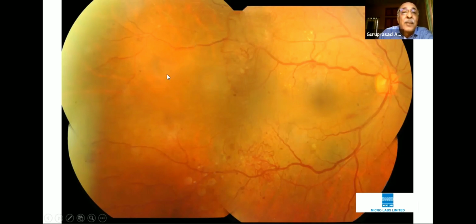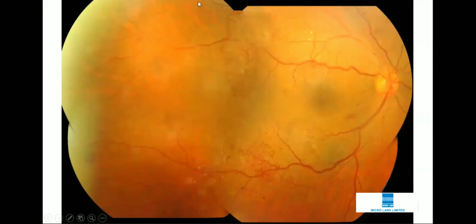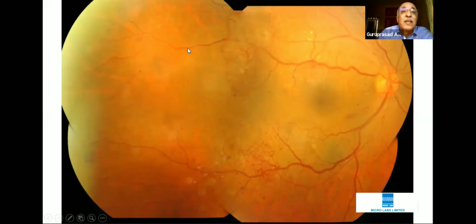Then there is something here in the periphery. You can see these are white lines. I hope you're able to see my cursor. Can anybody answer? KP, is my cursor seen? Yes, sir.